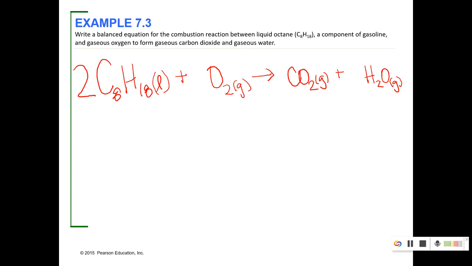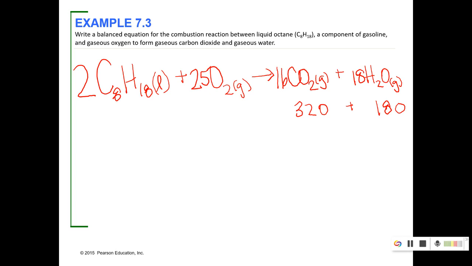This is just for combustion reactions. You need to start with a 2 in front of that hydrocarbon. So now this carbon is 16. This is 18. So now I have 32 O's plus 18 O's. That is 50 oxygens, y'all. So in order to be 50, this needs to be 25.